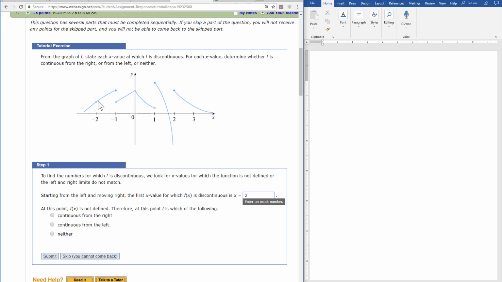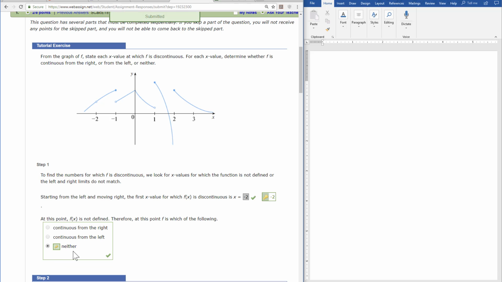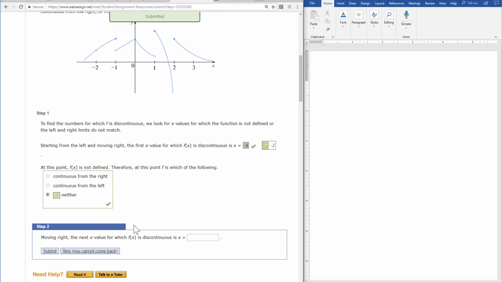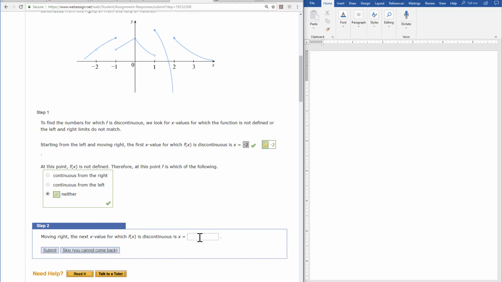Coming from the left and coming from the right, because there's a hole in it, it's going to be neither. It's not continuous from the left and it's not continuous from the right. Now, the limit does exist from the left and from the right, and in fact the limit does exist from both sides, but in terms of continuity, it is not continuous. So let's check this. Okay, so that's good.